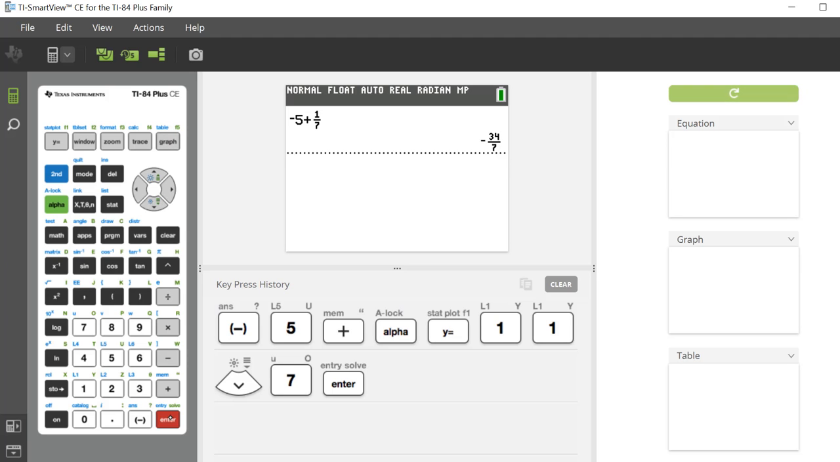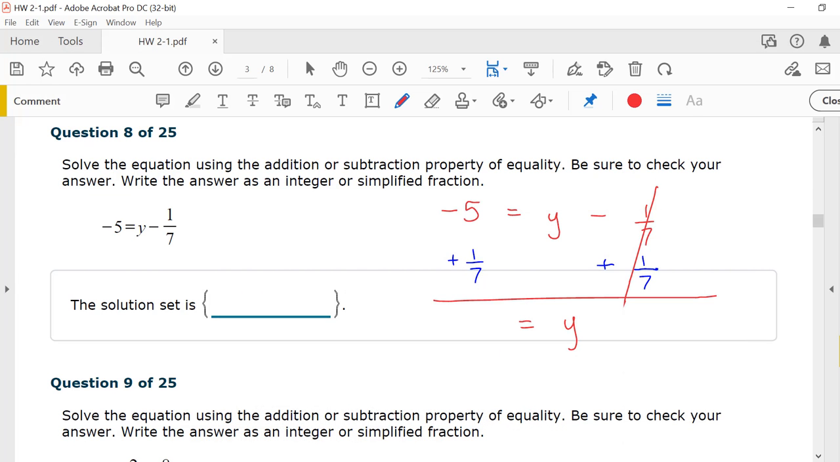is negative 34/7. Negative 34 over 7. That's your answer. That's a number. It's a fraction. Negative 34 over 7.